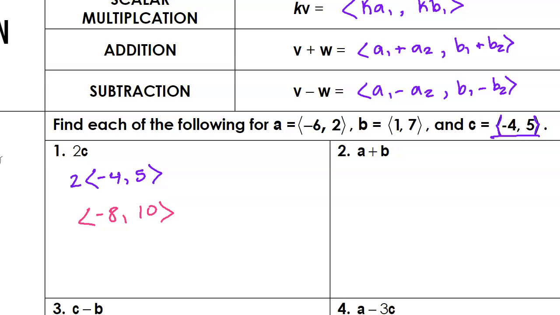I'm going to start the same way on number 2. I'm going to first replace vectors with their component form. So a is -6, 2 plus b is 1, 7. And then you take your a values or x values and add them together. You get -6 plus 1 is -5. And then you add the b terms or y terms. 2 plus 7 is 9. And you have added the vectors.